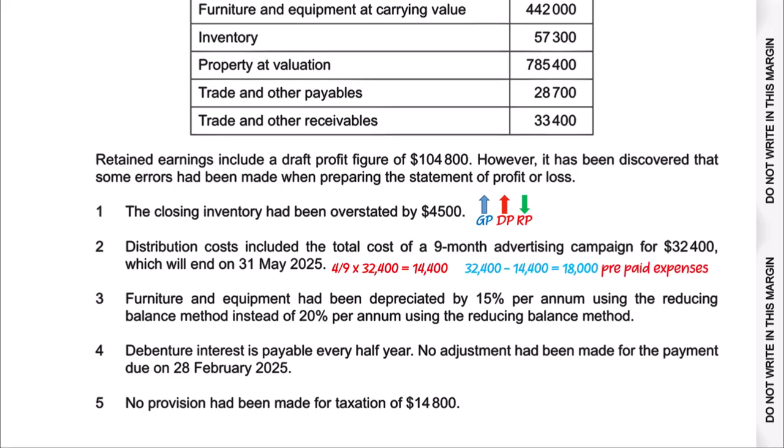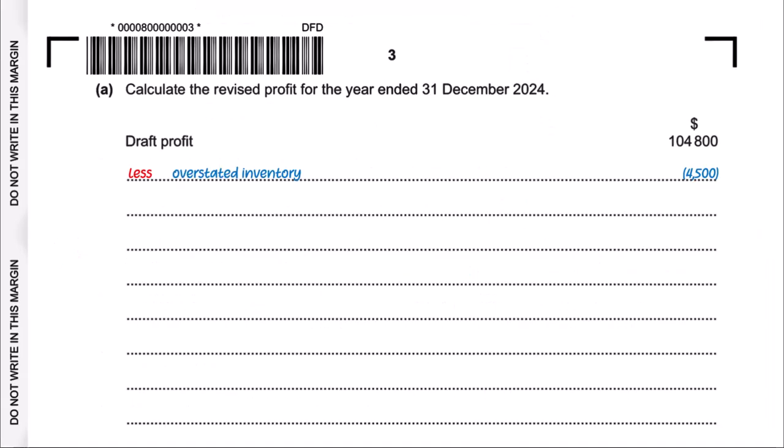This means that an amount of 18,000 was subtracted in excess, which caused the draft profit to be understated. Therefore, to find the correct revised profit, we'll add back this amount that was mistakenly subtracted. So let's write here, add prepaid advertising 18,000.